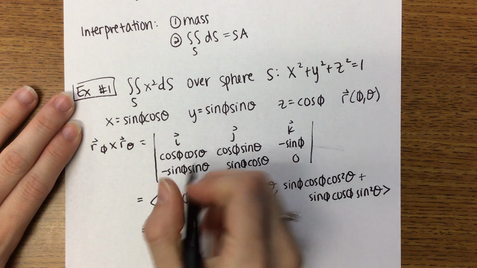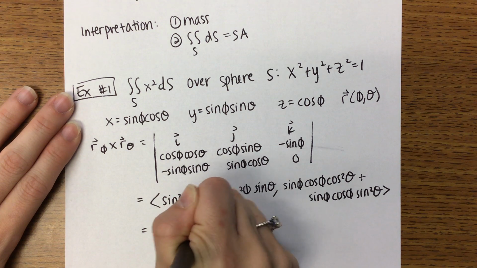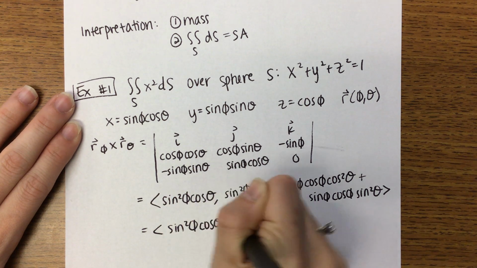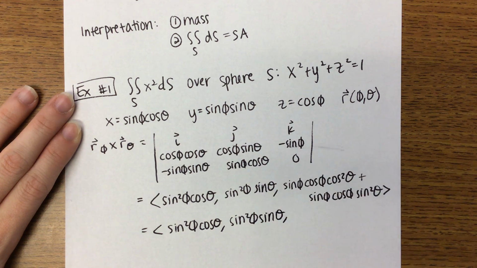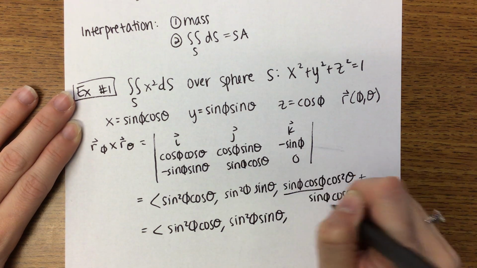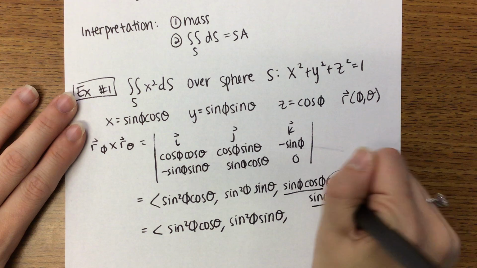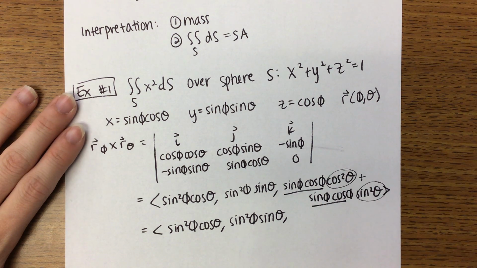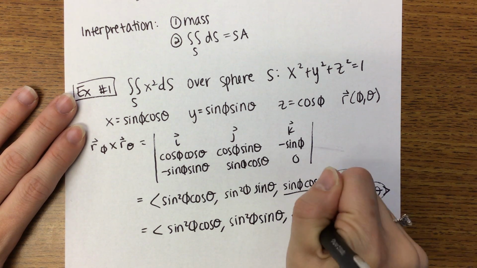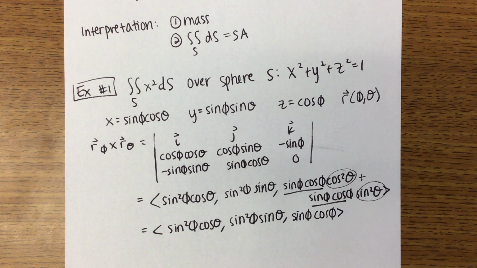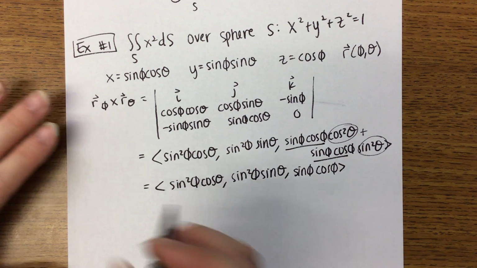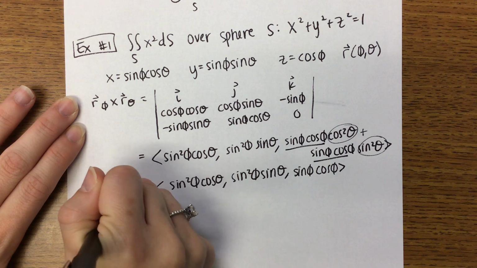Okay, so this does simplify. The first two terms don't. Last term, you can factor out that sine phi cosine phi, and you're left with cosine squared plus sine squared, so that'll be 1. So we had sine phi cosine phi, which should look familiar because we found that before. Not yesterday, day before. Now we need the norm of that.